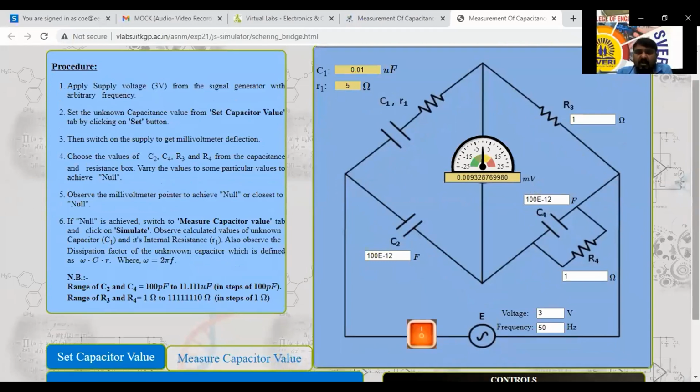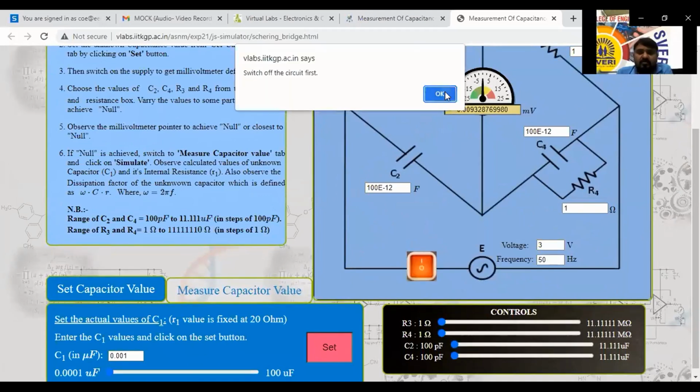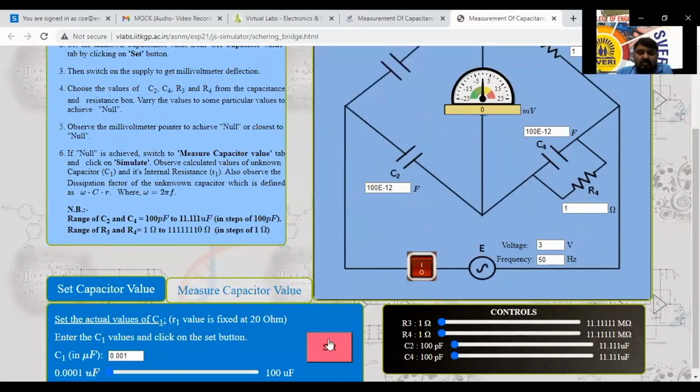Next I will set the capacitor value here now. 0.01, I will do that. Can I set the value? By clicking this one, set the value. Switch off the circuit first. Before starting the supply, we have to set the value. Click on the set. Next we have to switch on this one.